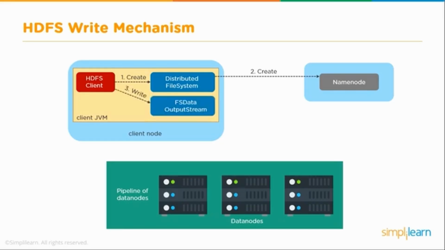Now, once name node has responded back, in case of read, we were talking about FS data input stream. Here we are talking about FS data output stream. And to this, again, you will have a DFS output stream, which will be the wrapper. So once your name node has responded back with the data nodes which are available, again, a sorted address giving preference of which data nodes are nearby, your client basically will want to write data to the data nodes.